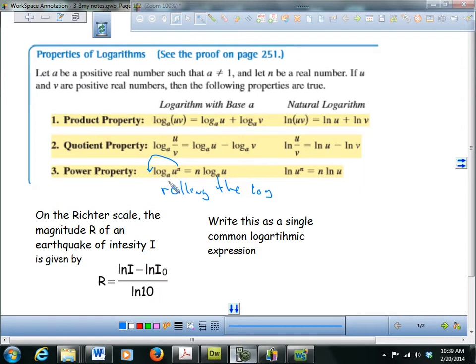Also, one that's not on here that I already kind of talked about. What's the log of 1 and the natural log of 1? Log of 1, natural log of 1? 0. Right. So log of 1 equals 0, and the natural log of 1 is also equal to 0, because 10 to the 0 equals 1, and e to the 0 is also equal to 1, right?